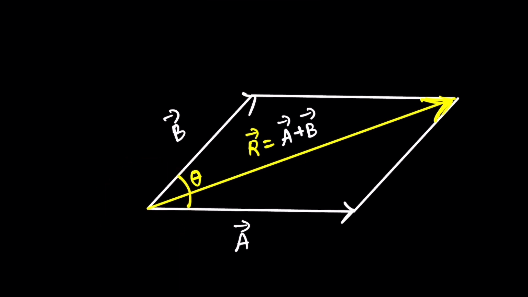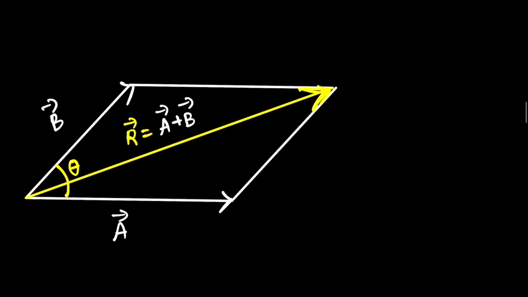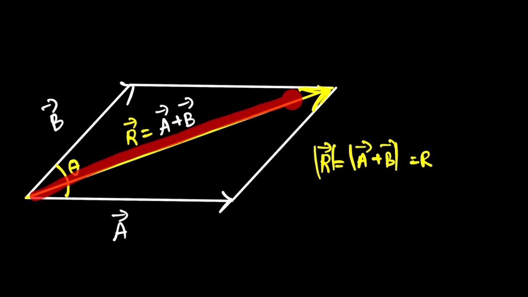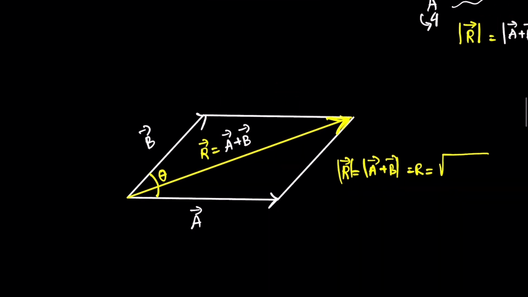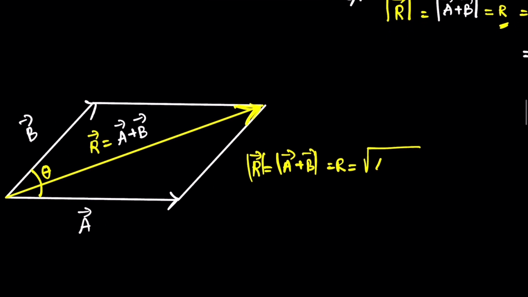So from now, whether you use the triangle law or the parallelogram law, you'll get the same answer. The magnitude of the resultant vector, you can write like this, or like this. It's the same thing, the same formula: root over a square plus b square plus twice ab cos of theta.